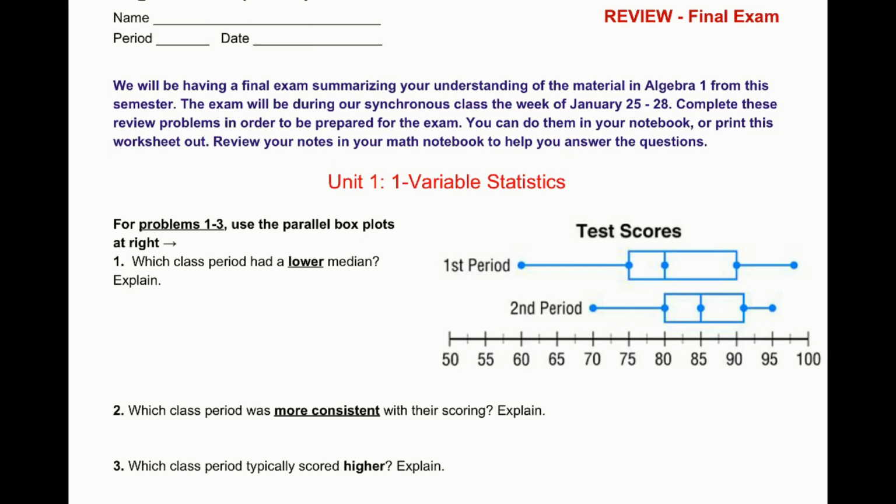All right, algebra students, this is going to be the key to your review for the final exam. So, which class period had a lower median? This is problem number one here. The median, remember, is this middle line inside the box. The median in first period is right here, it looks like at about 80, and the median in period two is 85. So, the lower median is in first period.